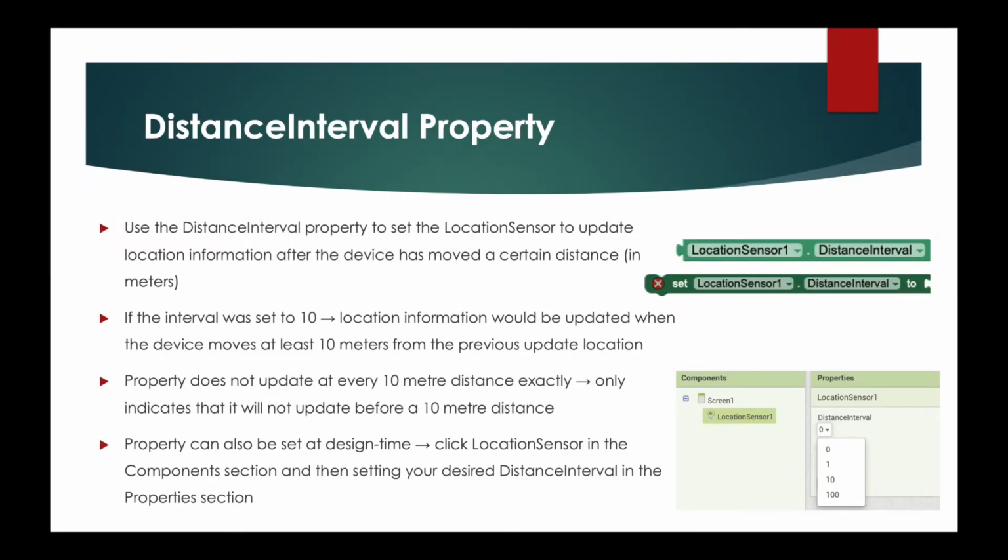There are also distance interval blocks. You can use the DistanceInterval property to set the location sensor to update location information after the device has moved a certain distance. The interval is measured in meters. For example, if the interval was set to 10, location information would be updated when the device moves at least 10 meters from the previous update location. This property does not update at every 10-meter distance exactly. It only indicates that the location will not update before a 10-meter distance. You can also set this property at design time by clicking Location Sensor in the Components section and then setting your desired distance interval in the Properties section.